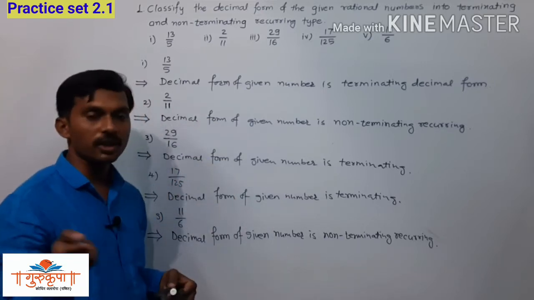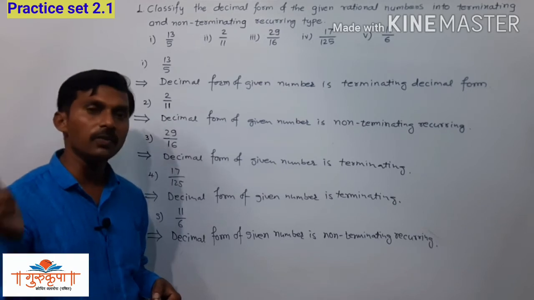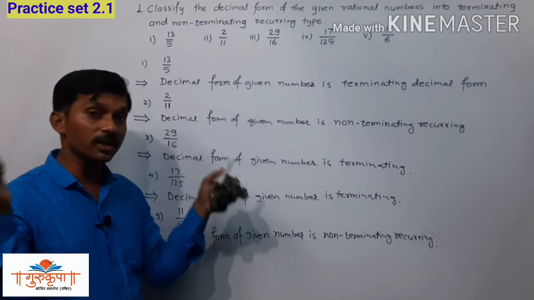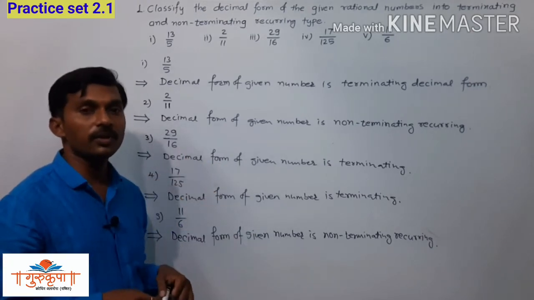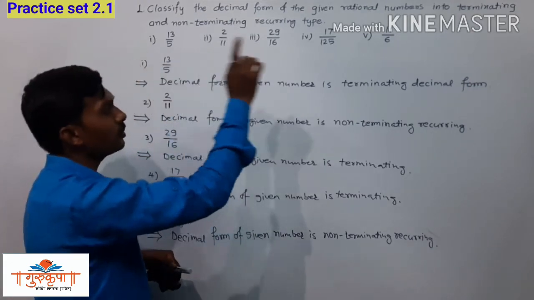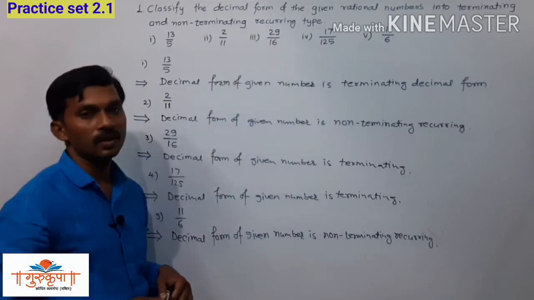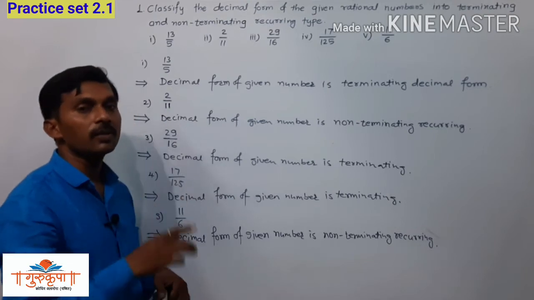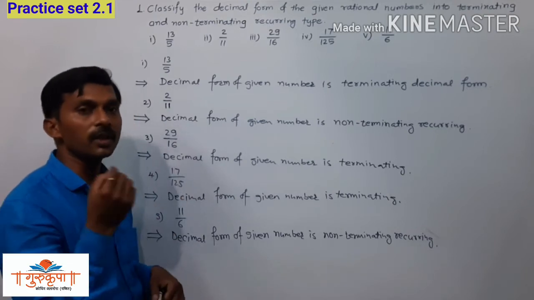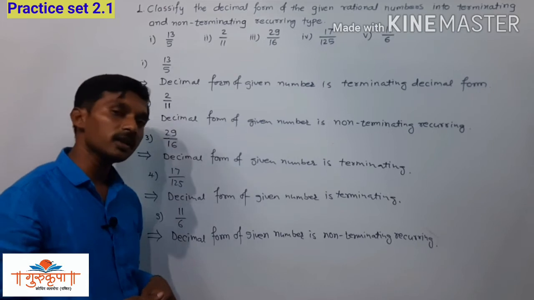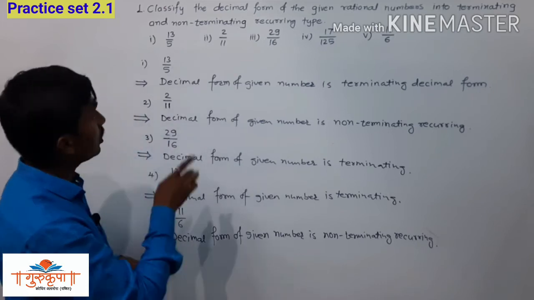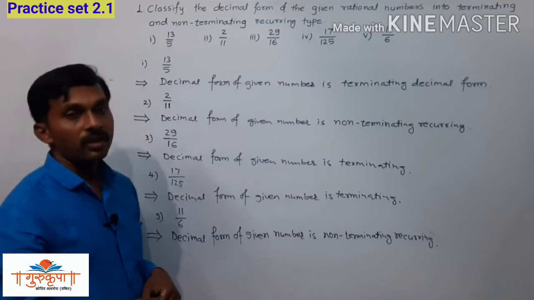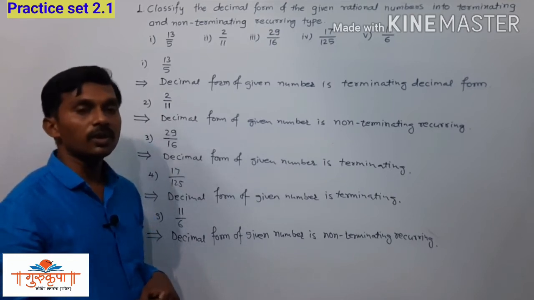If only 2 is there in the prime factorization, or only 5 is there, or only 2 and 5 are there in the prime factorization of the denominator, then that number is 100% terminating decimal form. And if you have any number other than 2 and 5 in the prime factorization of the denominator, then definitely it is non-terminating recurring decimal form. So this is all about the first question, where we had to determine the decimal form of the given rational numbers.